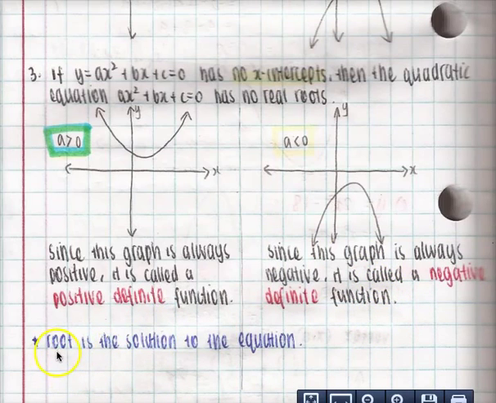And just remembering that when we say no real roots, we mean a root is the solution to that equation. So in other words, if I say that's got no real roots there, it means that that equation there has no solution. And if it has no solution, then the parabola will not cut the x-axis.